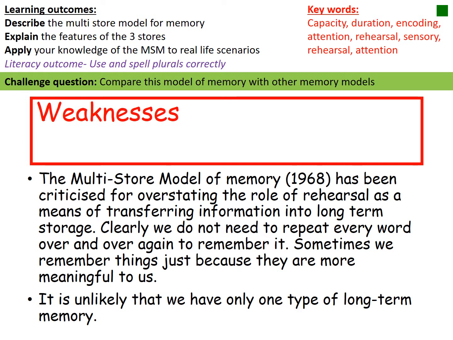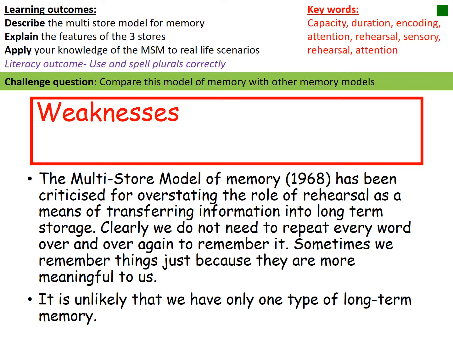However, it has been criticised for overstating the role of rehearsal as the only way of getting information into long-term memory. We know actually that a lot of the long-term memories that you have might be because of something emotional. It might be because something really special happened to you, or something really horrible happened to you, or something that you felt was really important at the time and therefore you really wanted to remember it. They might be a lot of the type of memories that you have in long-term memory, and actually they're not there because you repeated them and you rehearsed them. They're there because they've got a different meaning to you.